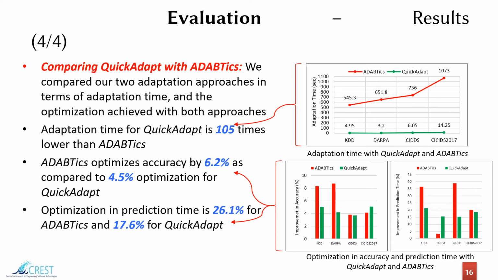As for the optimization in accuracy and prediction time, Adaptix optimizes accuracy by 6.2%, and QuickAdapt optimizes by 4.5%. Similarly, with respect to prediction time, QuickAdapt optimizes by 17.6%, while Adaptix could optimize it by 26.1%. So the optimization is not as good as with Adaptix, but the gain in adaptation time is far higher than the loss in the optimization.